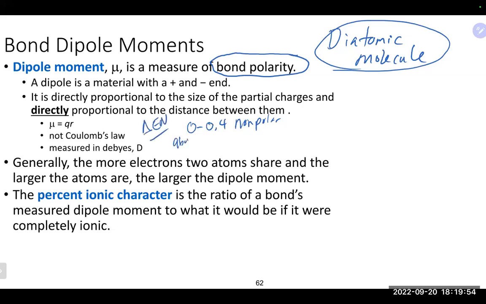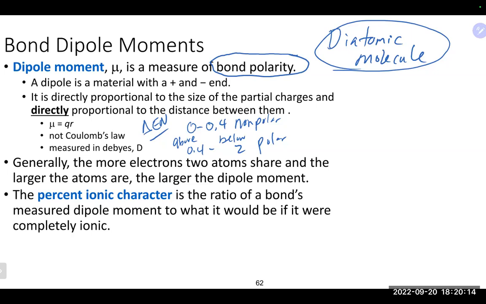Above 0.4 to below 2 is a polar bond. And remember, basically above 2 in most cases, but not all cases, is an ionic bond. And as we talked about, you really don't need the numbers for that. If it's a metal and a non-metal, it will be an ionic bond. So, you know, that's what it is.